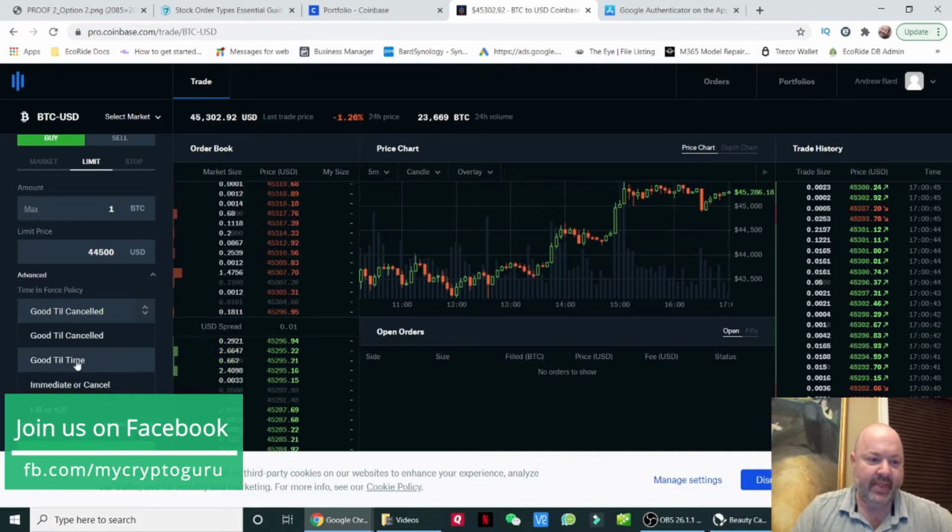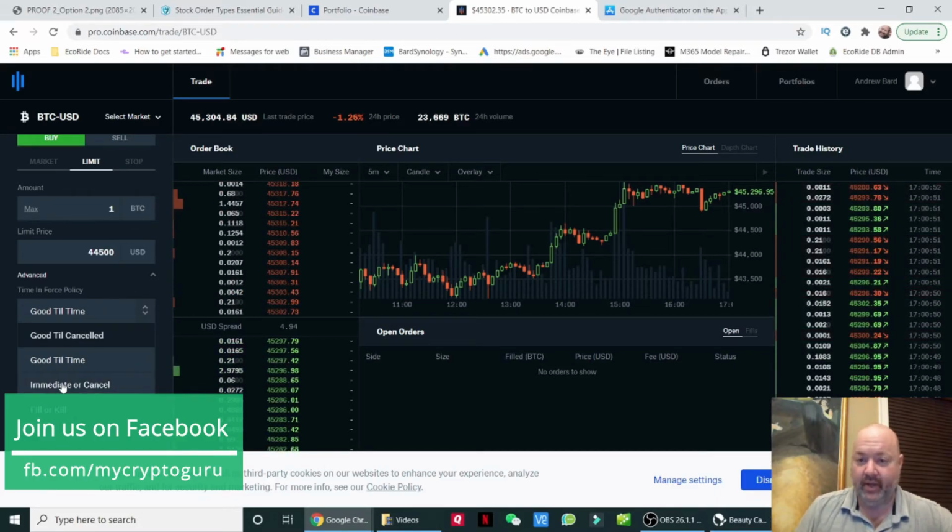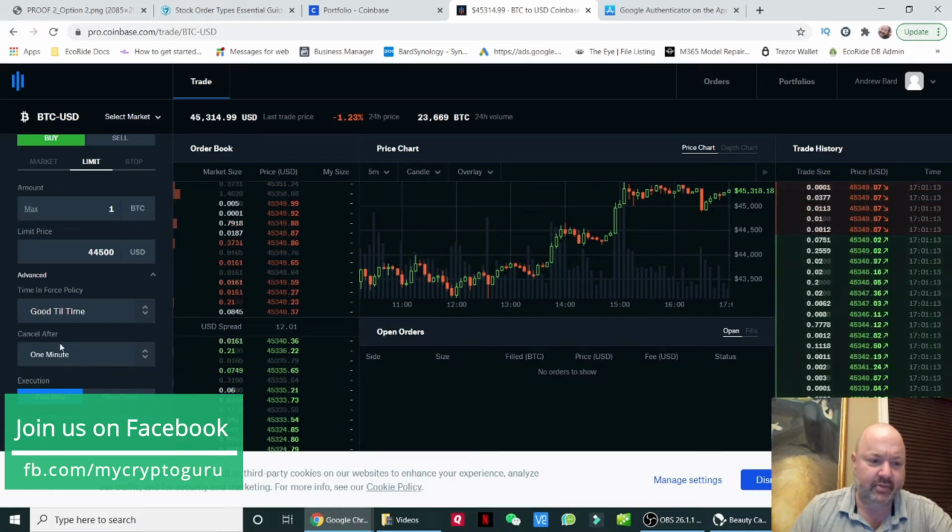You can say, look, I want to set it for so many minutes, hours, days, or have it in there till canceled. Or I want it to be filled right away or canceled, which is interesting because that's basically a market order, unless it doesn't hit the price. So there's still a little bit of protection there as far as the price goes. And then, of course, fill or kill, which is very similar.